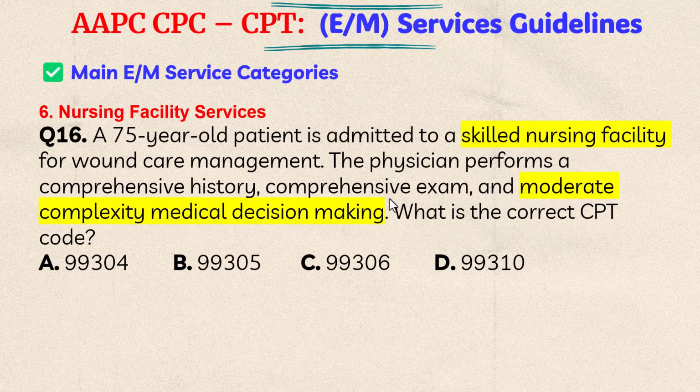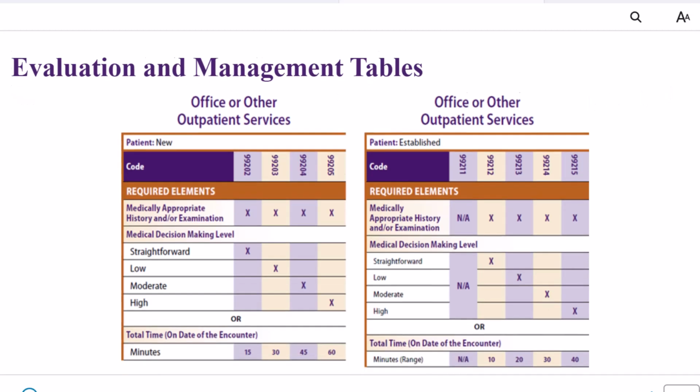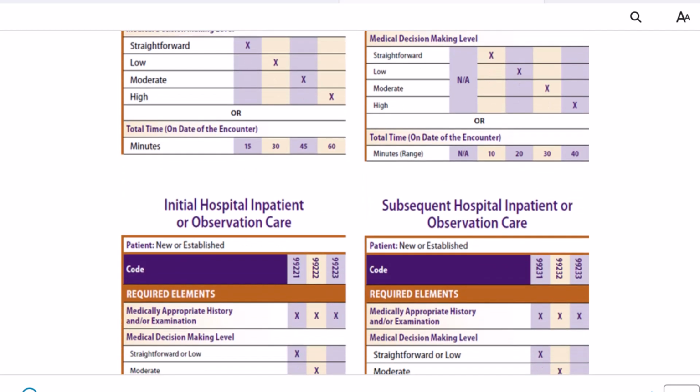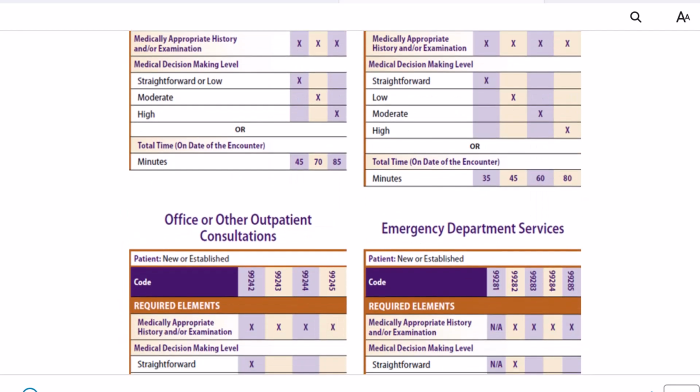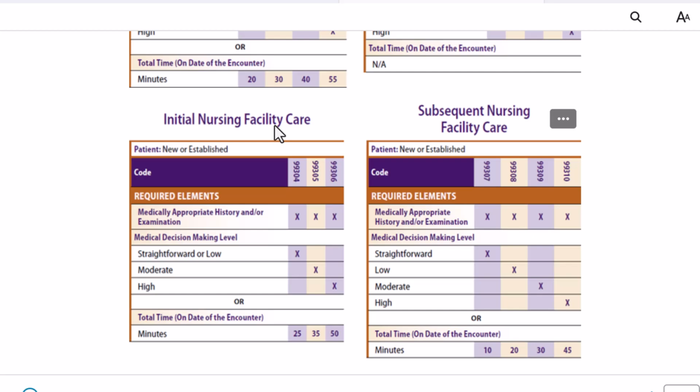Okay, in this question, you have to highlight that this is a skilled nursing facility and the medical decision making is moderate level. The shortcut method to find the answer is to go to the evaluation and management section. Before the section, you will get the evaluation and management tables. In the table, you can see office or other outpatient services, initial hospital inpatient observation care, office and other outpatient consultation, initial nursing facility care. So our case is initial nursing facility care and the decision making is moderate. So initial nursing facility care with moderate level of decision making, you can see the code is 99305. This is the easy method to save time.